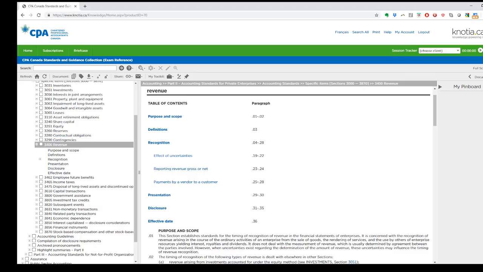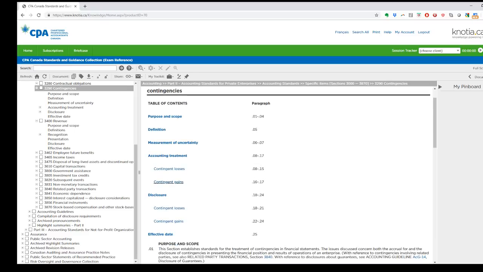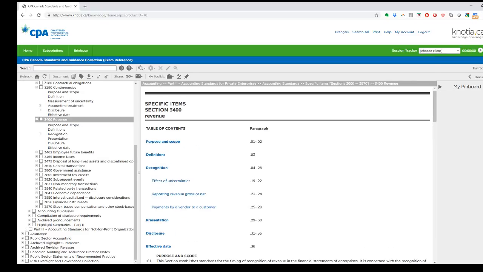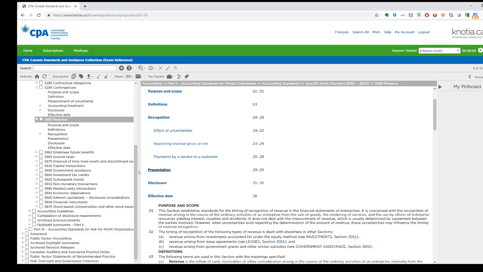And if I go to contingencies, it's the same general sections: purpose, definition. Then there are other things related to measurement and certainty, accounting treatment, but for the most part, it starts with purpose, definition, then it'll be recognition, and then there's presentation and then disclosure.